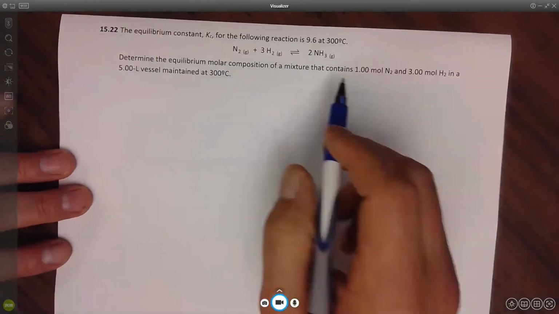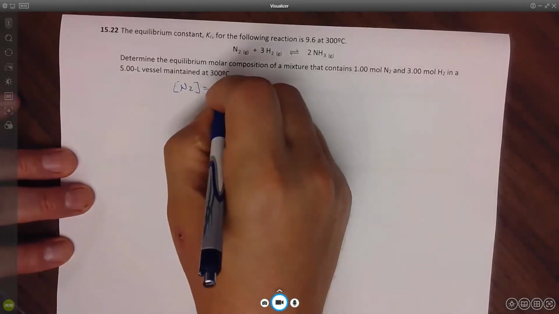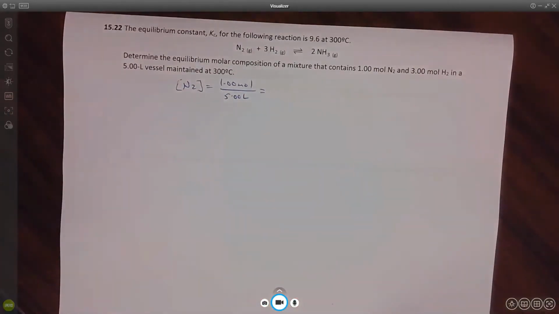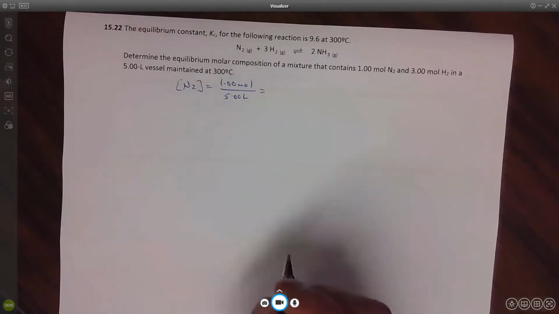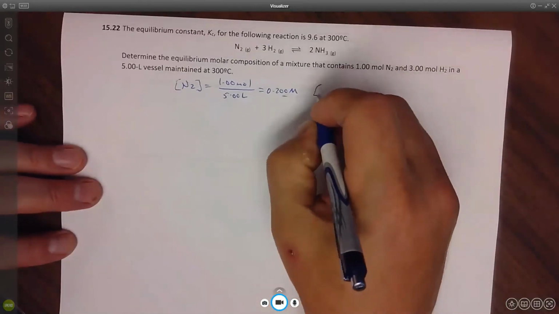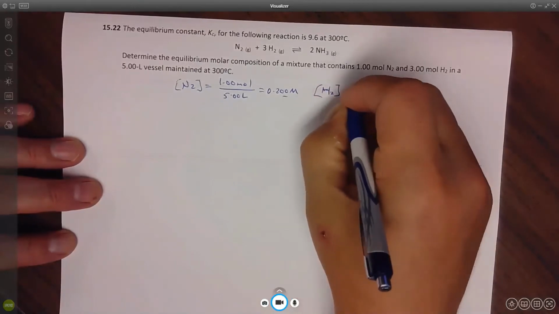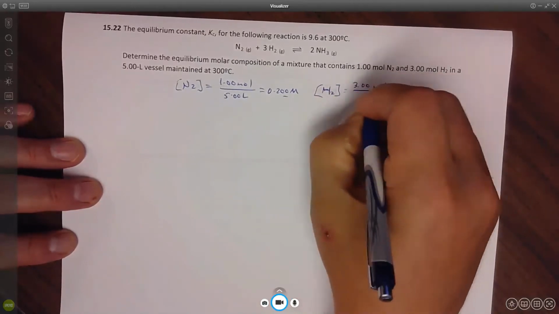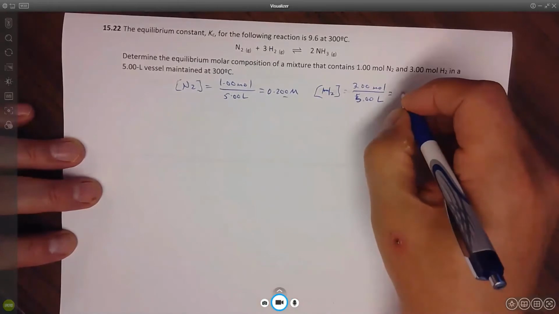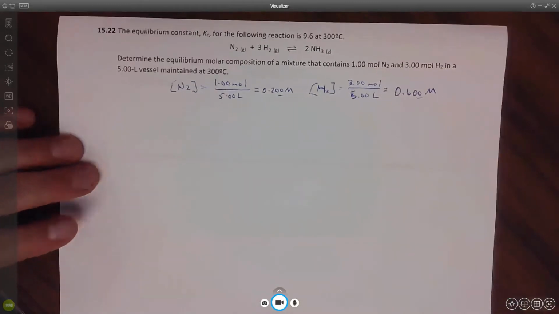So that means we're going to need the initial concentrations. The initial concentration of the nitrogen is 1 mole of nitrogen in that 5-liter vessel. And so that's going to give us an initial concentration of 0.2 molar. And we need the initial concentration of the hydrogen, which we started off with 3 moles in that 5-liter vessel. And that'll give us an initial concentration of 0.6 molar. So now we have the initial concentrations of the nitrogen and hydrogen.